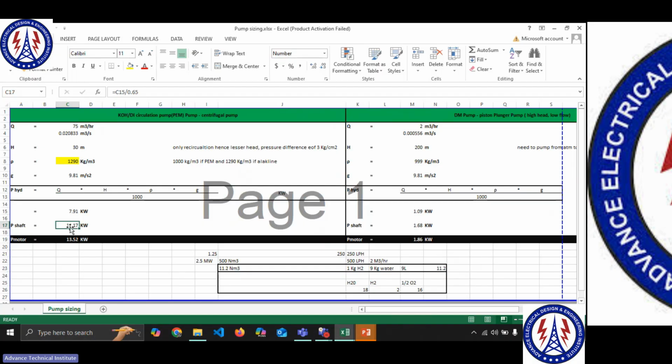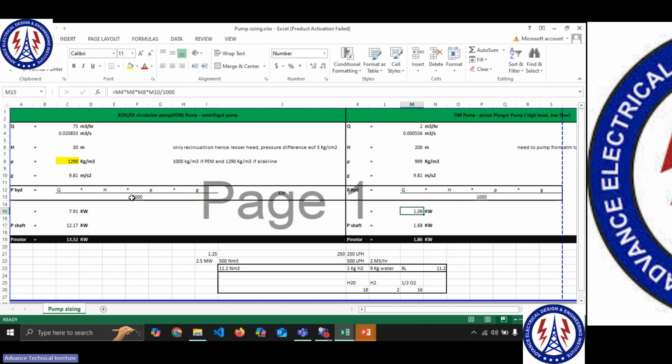Then shaft power. Not all of whatever mechanical power we give goes into hydraulic power, so there is a certain efficiency. There are different types of pumps. Here it is a centrifugal pump, so only 65% of the power given to the shaft is delivered as the actual hydraulic power. Again, for the piston plunger pump also, when shaft power is converted to hydraulic power, it is only 65% that is being converted. Okay, that's clear now.